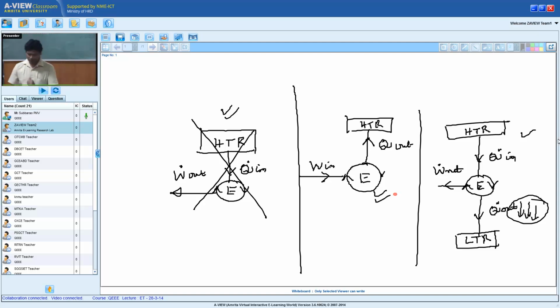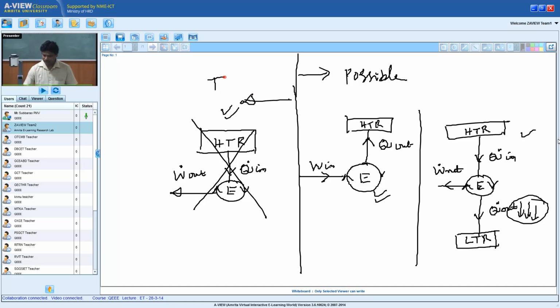The other option is also possible. This route is possible, and this route is impossible. And one should not waste any resources for this.